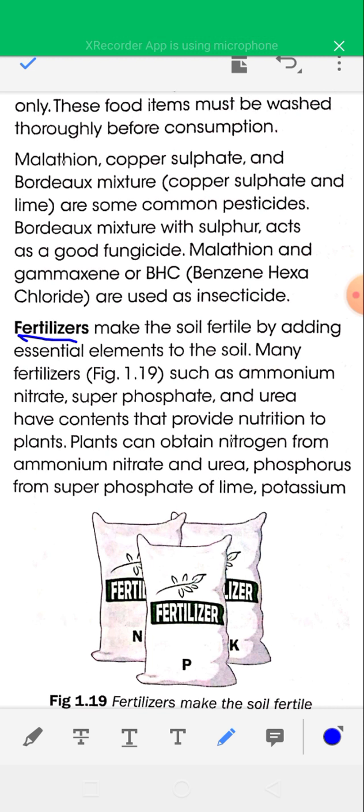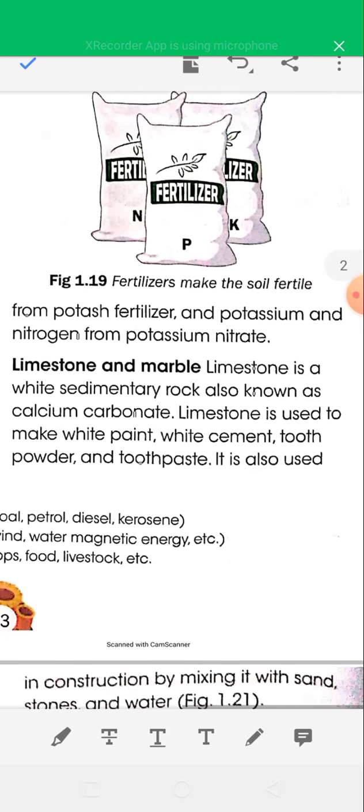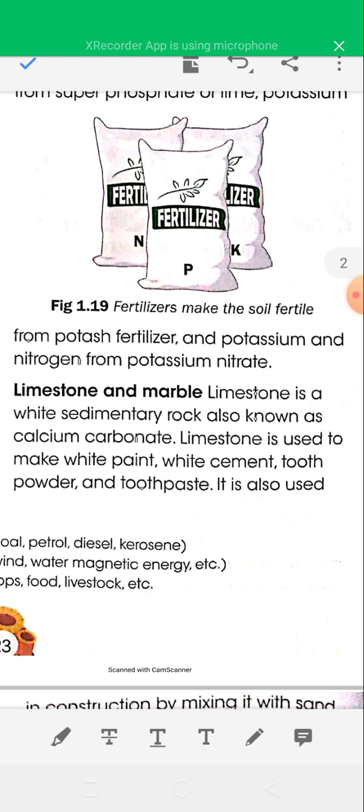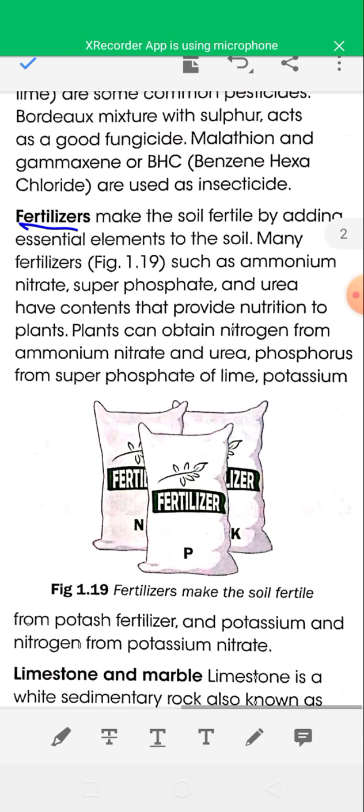These fertilizers provide nutrition to the plant. Plants can obtain nitrogen from ammonium nitrate and urea, phosphorus from superphosphate of lime, potassium from potash fertilizer, and potassium and nitrogen from potassium nitrate. So these important elements, which are very essential for the growth of plants, such as nitrogen, phosphorus, potassium, can be obtained from these fertilizers.